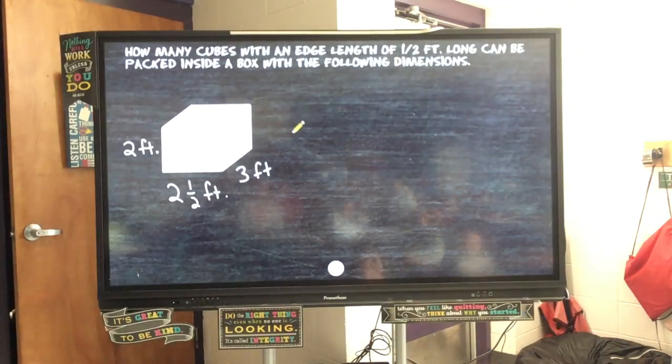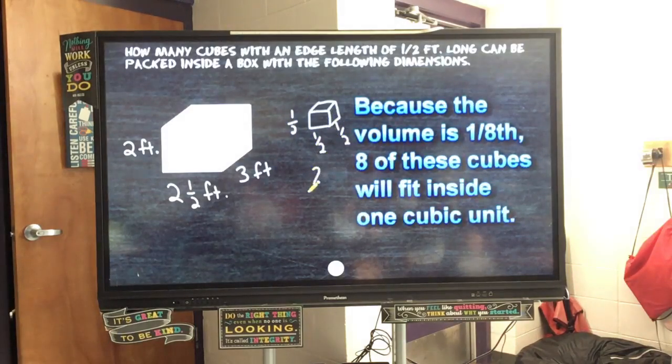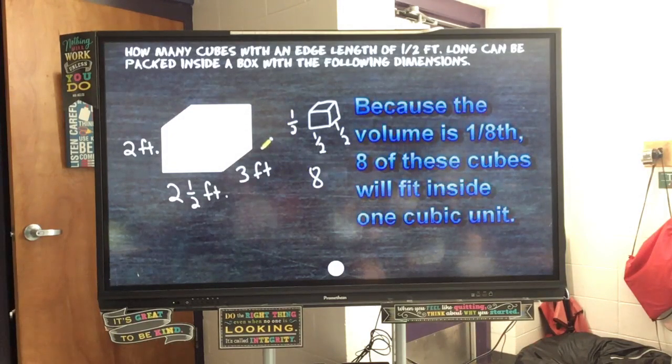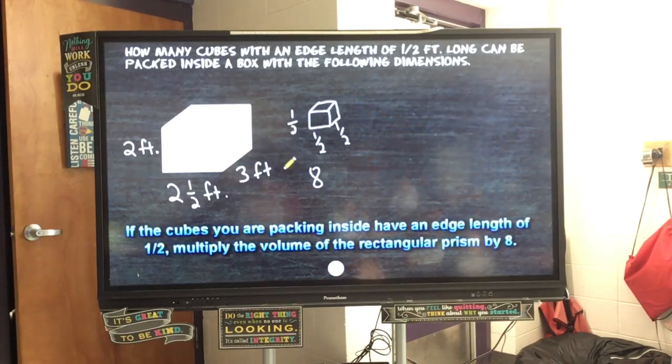So one thing that you should keep in mind when trying to figure out how many cubes with a fractional edge length you can pack inside a rectangular prism is that anytime you have a cube with an edge length of 1/2, it takes exactly 8 of these types of cubes to make 1 whole cubic unit. So if the edge length is 1/2, we know that the volume is 1/8. Therefore, it would take 8 of these. So we would simply multiply whatever the volume is of the rectangular prism in question by 8.